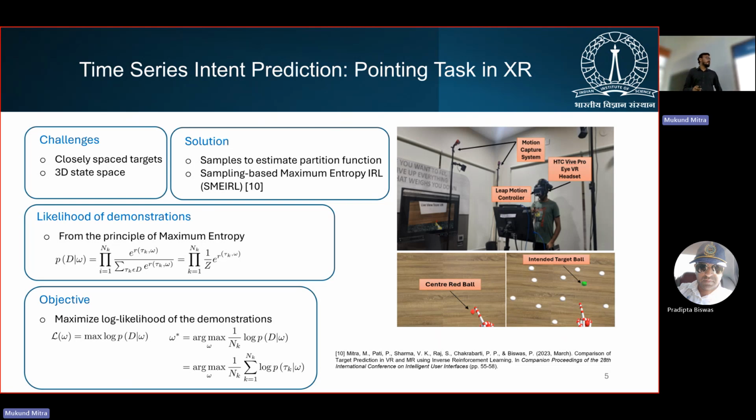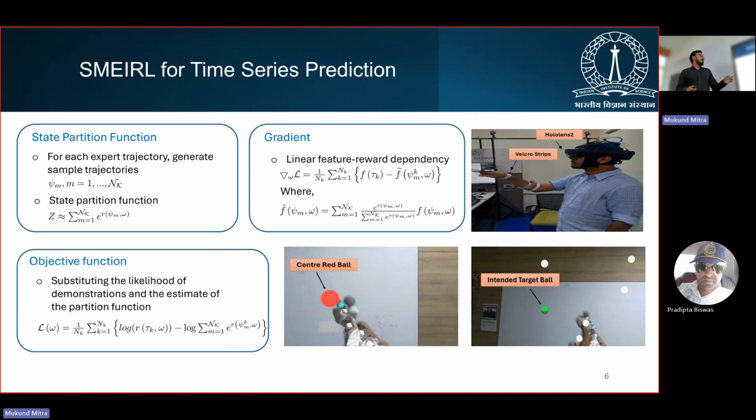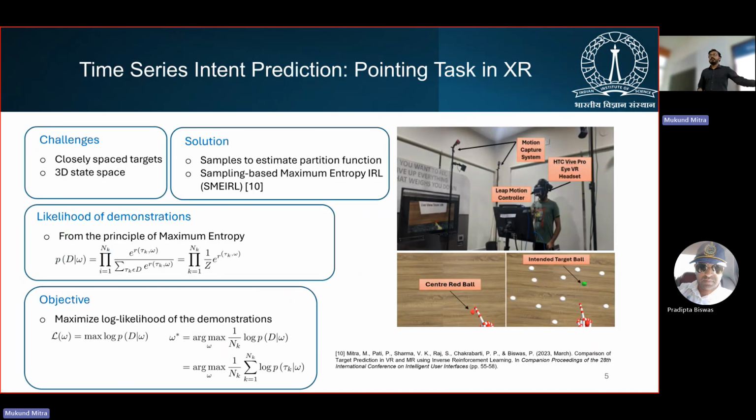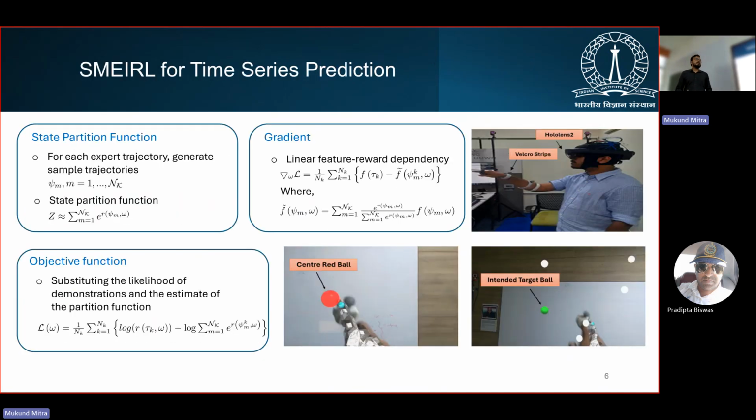Here Z is the state partition function, which is estimated using sample trajectories. For each expert trajectory in the expert data set, we generate some sample trajectories and estimate the state partition function using these sample trajectories. Then we substitute this likelihood into the objective function, and after some calculations, assuming linear feature reward dependency, the gradient is given by the difference between expert features and the sample features.